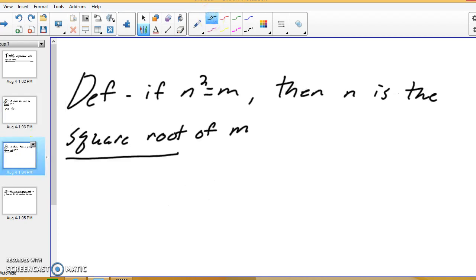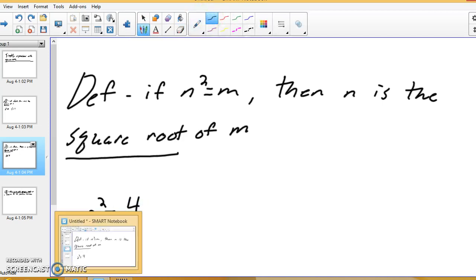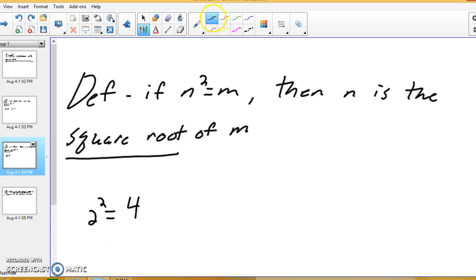Then, on the reverse end of it, if n squared equals m, then n is what is known as the square root of m. So, like I said, 2 squared equals 4. That means 2 is the square root of 4. Similarly, 3 squared equals 9. 3 is the square root of 9 because, again, n squared equals m.